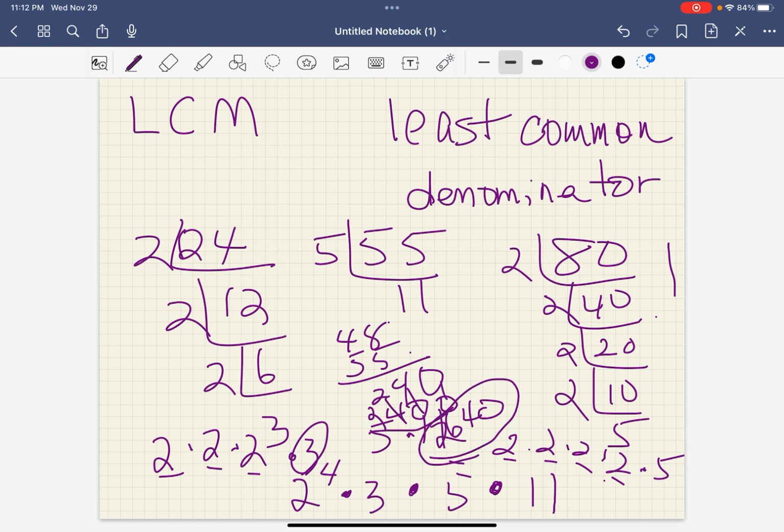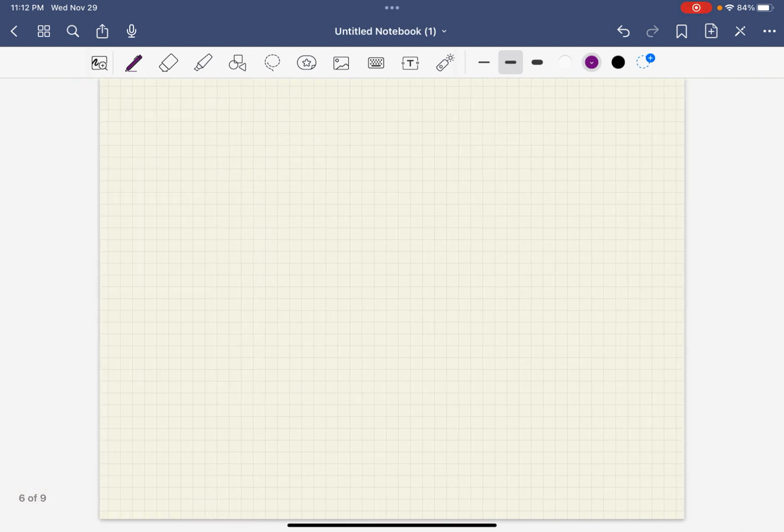2,640, is that what you get when you multiply it out? Let's see if that's what they got, yes. Okay, so really, the only thing that's different is figuring out what the actual LCM is. We've done prime factorizations. You should be pretty comfortable with that by now. So let's try another one of these.